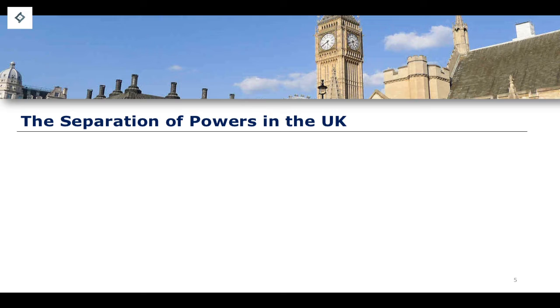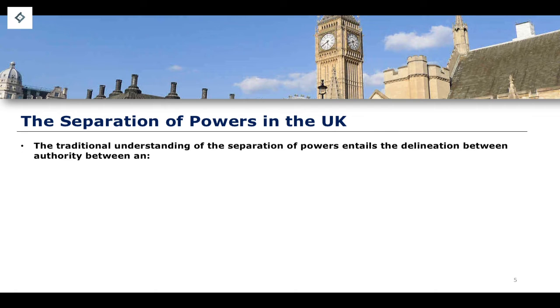So given that that's the rationale for the separation of powers, what do we look for when we see the separation of powers as applied to the United Kingdom? Well, ultimately, the traditional understanding of the separation of powers entails a delineation of authority between three major branches of government. We have an executive branch, a legislative branch, and a judicial branch.